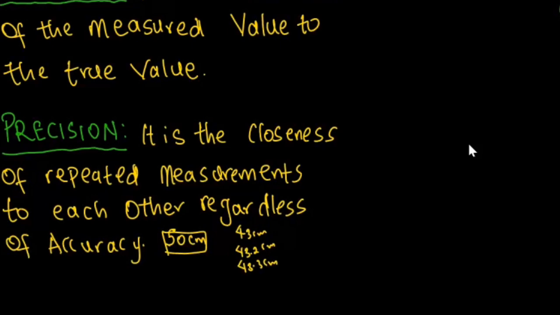Looking at these values, 43, 43.1, and 43.3, they are far from 50. Hence, these values are not accurate, but they are precise. Why are they precise? They are precise because they are close to one another. 43 is close to 43.2, which is close to 43.3. So in this case, these values are precise because they are close to one another, but they are not accurate.